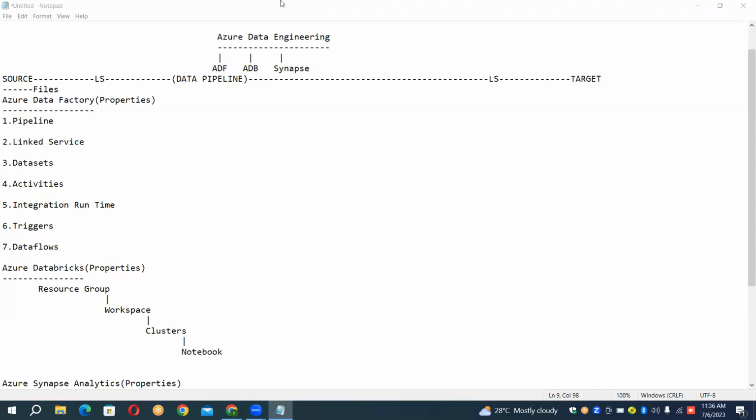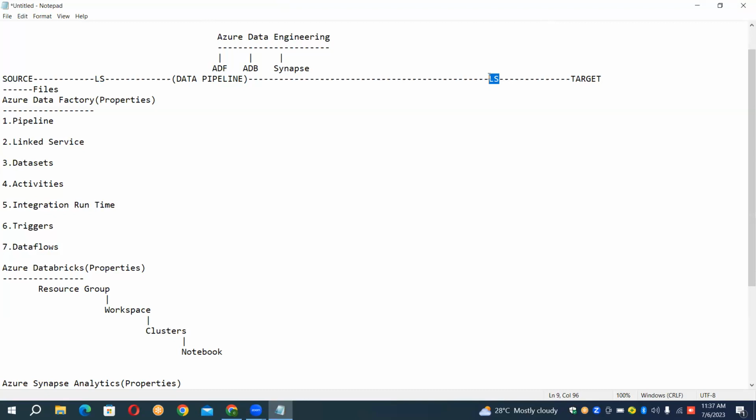So guys, here also the same thing. A linked service is essential to establish the connection between the source and the ADF, and between the target and the ADF. To establish those connections, we require what is that, guys? A linked service essentially. That's it. Okay. Next one, what is it?